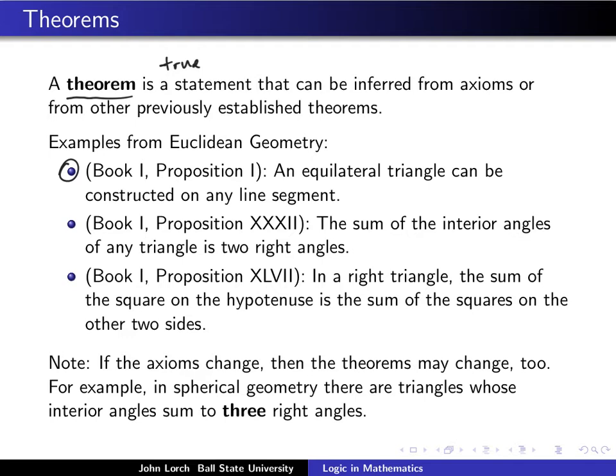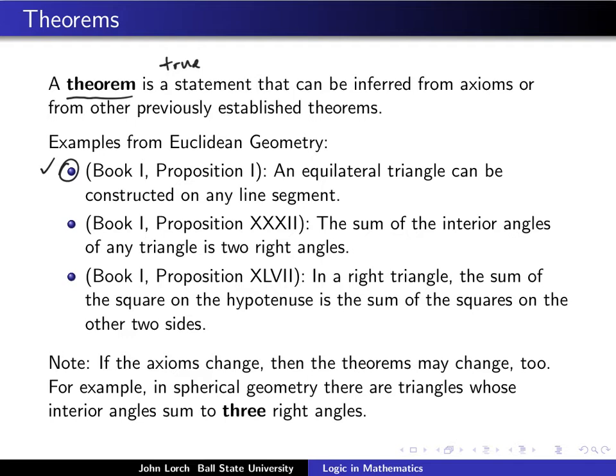It says that an equilateral triangle can be constructed on any line segment. It might be interesting for you to pause the video and go back and look at the axioms and see if you can come up with an argument involving those axioms that will allow you to infer this statement. The next example, which I mentioned on the previous slide, is Book 1, Proposition 32, the 32nd theorem in Book 1 that follows those axioms. It says the sum of the interior angles of any triangle is 2 right angles.